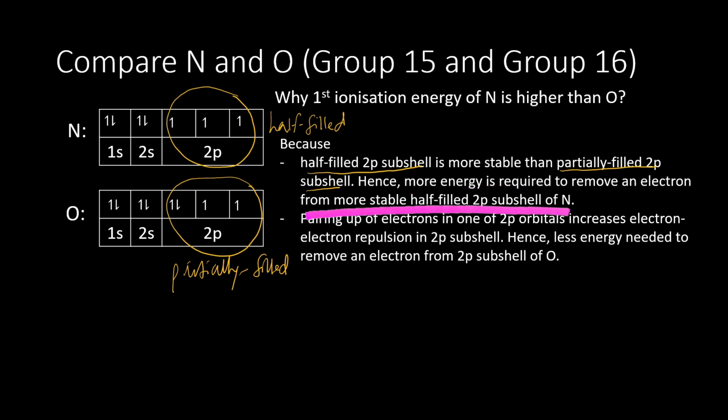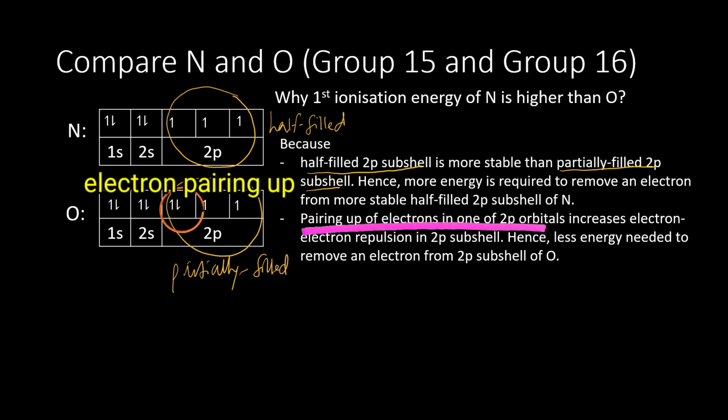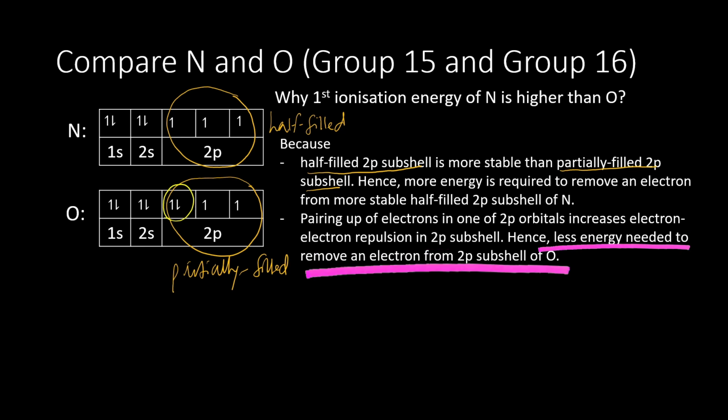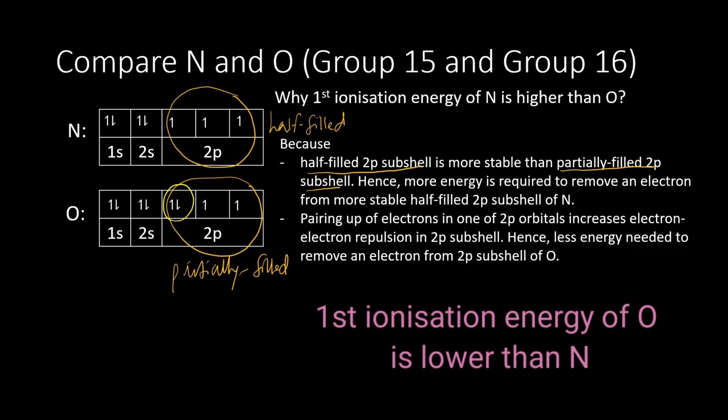Furthermore, pairing of electrons in one of the 2p orbitals of oxygen also increases the electron-electron repulsion in the 2p subshell of oxygen. Hence, less energy is needed to remove an electron from the 2p subshell of oxygen. Therefore, oxygen has a lower first ionization energy than nitrogen.